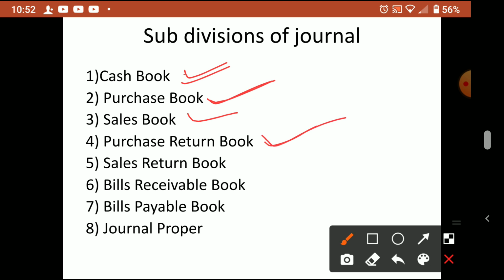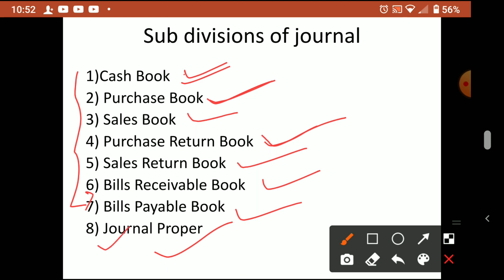If there is a sales return by the customer, we can write it in the sales return book. Bills receivable book, if we have to get money from the customers later. If we have to pay to outsiders, then bills payable. Then journal proper. If any transaction is not falling in these seven books, then we can write it in the journal proper, the normal debit credit journal. So these are the subdivisions of journal.